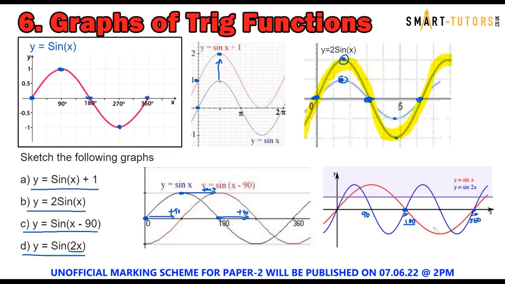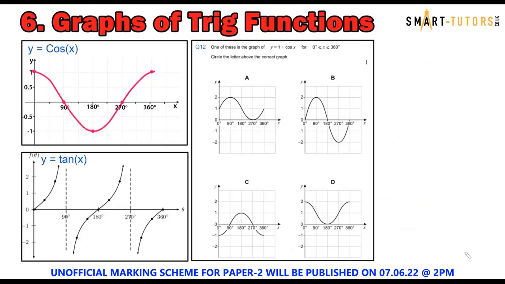The original graph is the red color. Here the original graph, y equals sine x, is the red color. Y equals sine 2x is going to be 2 periods, 2 waves within the 360 degrees. So the blue color is y equals sine 2x. So this is the sine x graph.